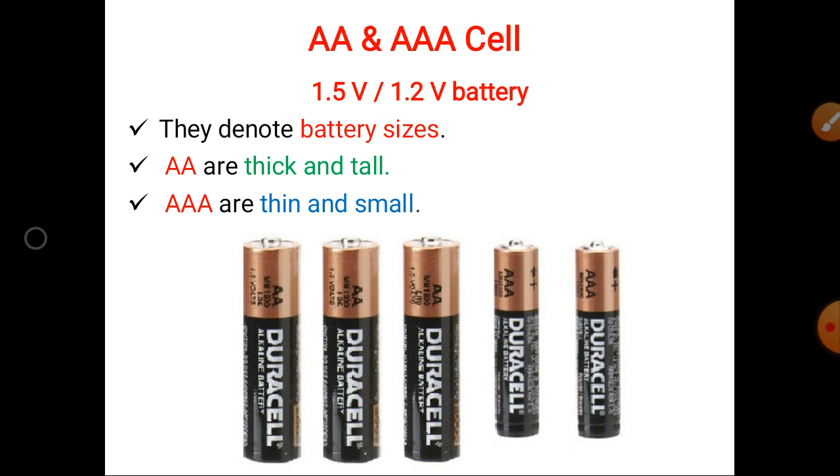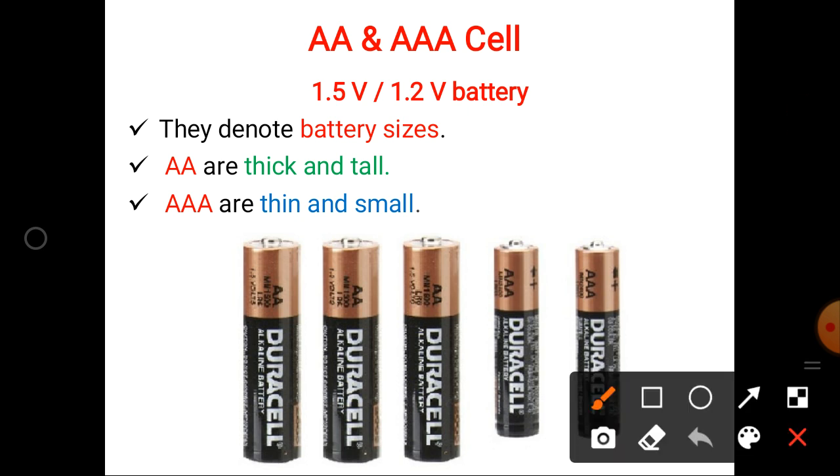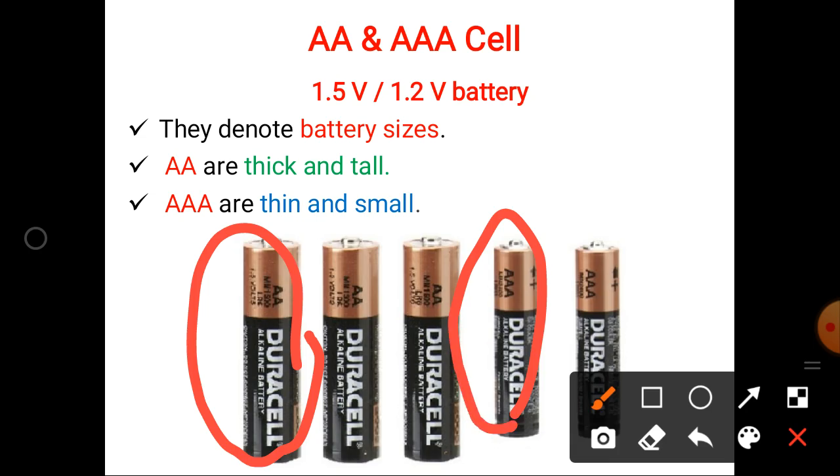Normally, see this one, this is the AA battery. Here this is thick and tall as compared to this AAA battery, right? The AA battery is thick and tall, but the AAA battery is thin and small. So the AA battery capacity is more as compared to the AAA battery. So the AA battery is the most commonly used one as compared to AAA.